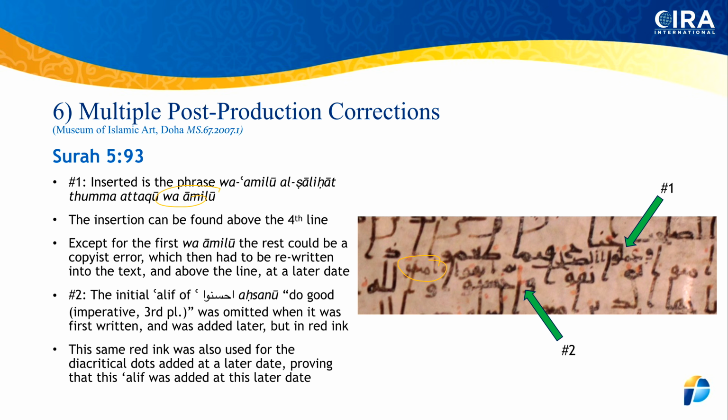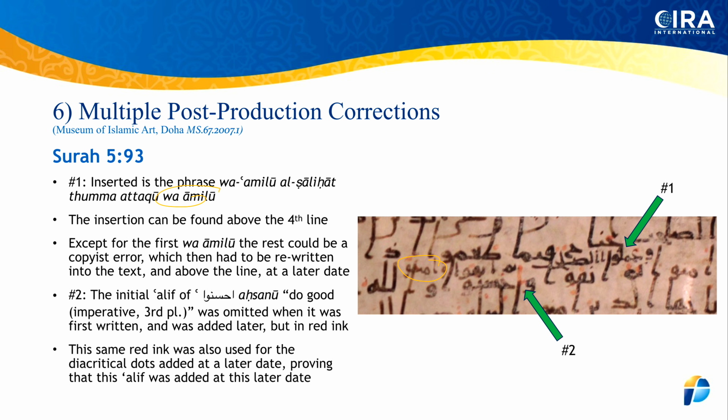Okay. Now, let's go to a more damaging error that's just below that. Look at the green arrow number 2. If you look, just slight red color there, the initial Alif of Ahsanu, do good, it's an imperative, was omitted when it was first written and had to be added later, but this time in red ink. That is a real error there, isn't that? Absolutely, it's very clear. You can't have Ahsanu without the Alif there. So even when they wrote this in the original text, you can see they realized their mistake. They added it at a later date.